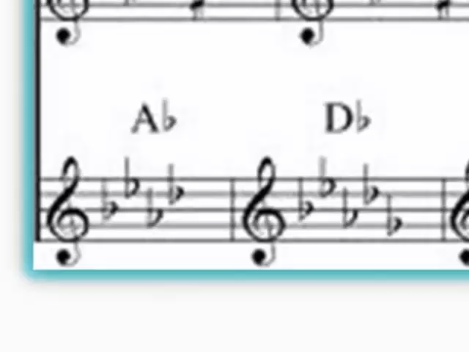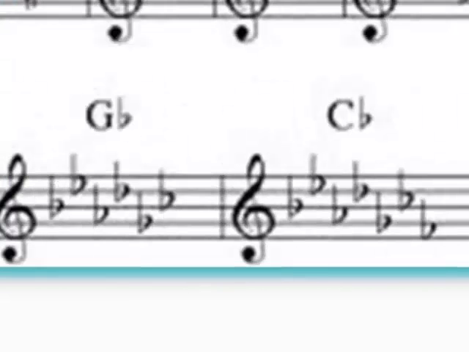To find the key signature for a given key, you're going to add a flat. G flat major would have all of the flats up to G plus one more. So that means G flat major would have B, E, A, D, G, and the added C flat. C flat major would have B, E, A, D, G, C, and the added flat F.